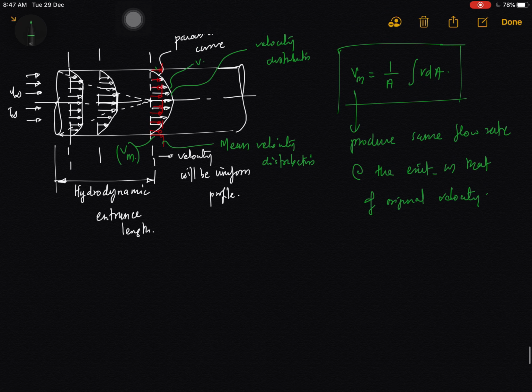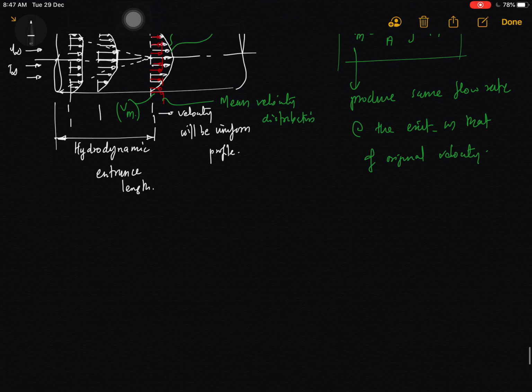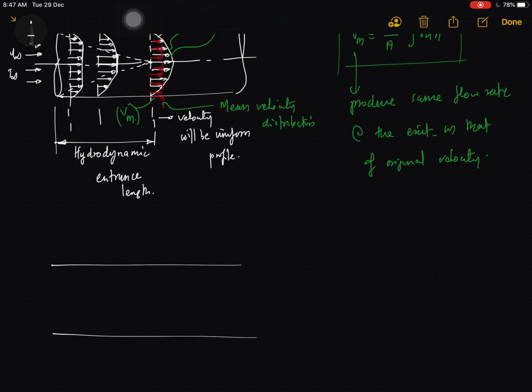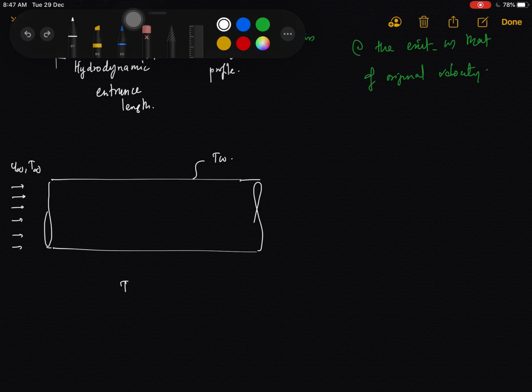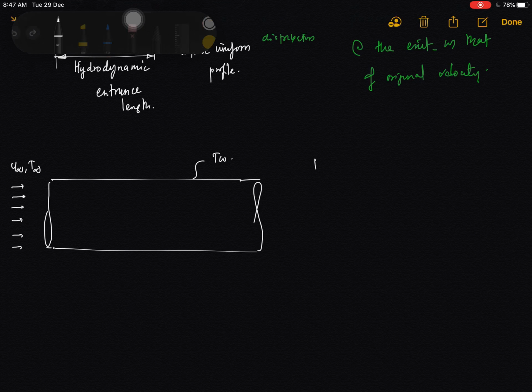And let's suppose the same internal flow over the same pipe like this, and we have some fluid entering this pipe in this direction with velocity u infinity and temperature T infinity. We have the temperature of the wall Tw. Let's suppose Tw is greater than T infinity.